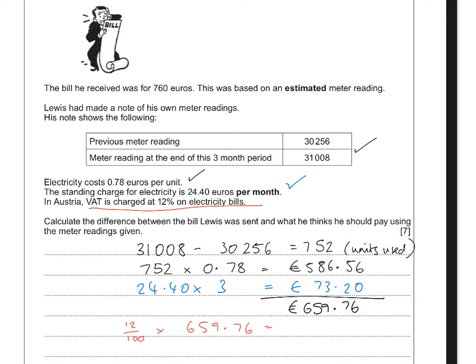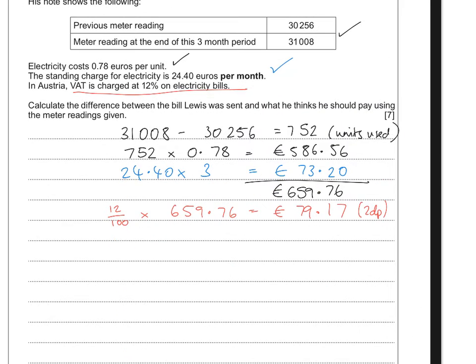And that gives me an answer of, I'm going to have to round this one because it's gone more than 2dp, €79.17, so that is to 2dp. So that gives me an overall total of 659.76 plus 79.17, gives me an overall answer of €738.93. Okay, but again, read the question.